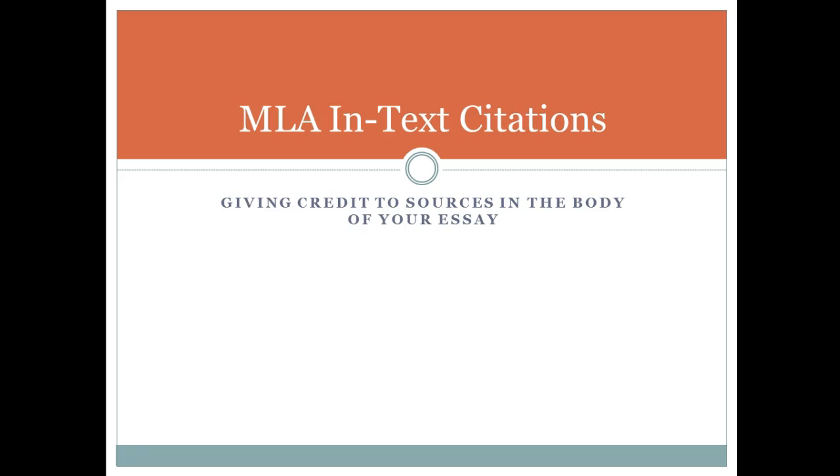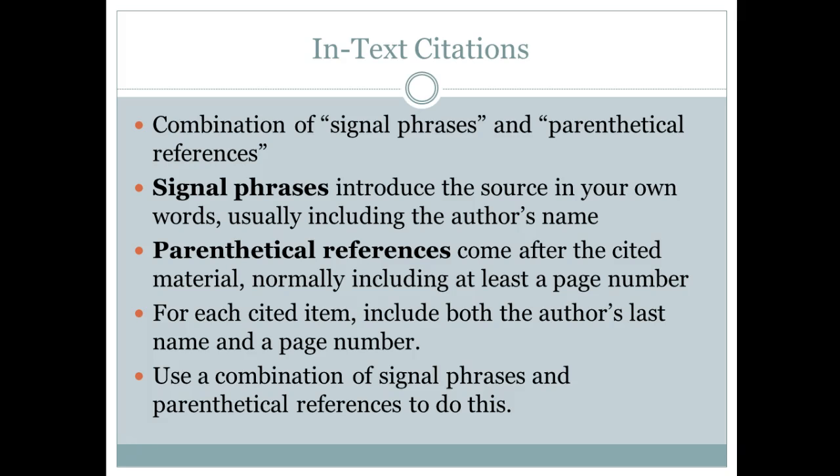So the first thing we're going to focus on are the in-text citations, giving credit to your sources in the body of your essay. In-text citations come in two different ways. They can be a signal phrase or a parenthetical reference. A signal phrase is when you include the citation in the sentence in your own language. So something like so-and-so says, or in such and such an article. A parenthetical reference is going to come at the end of the cited material and goes in parentheses.